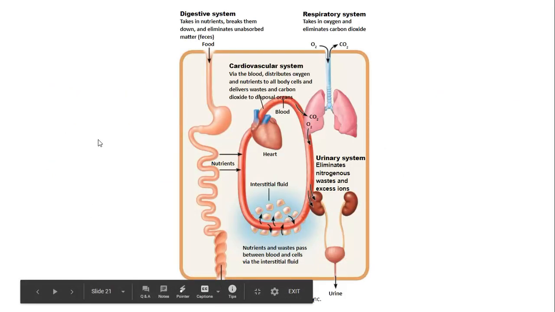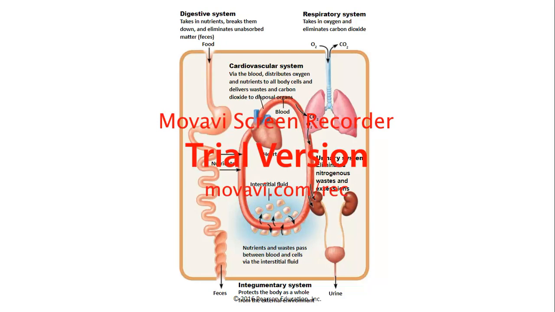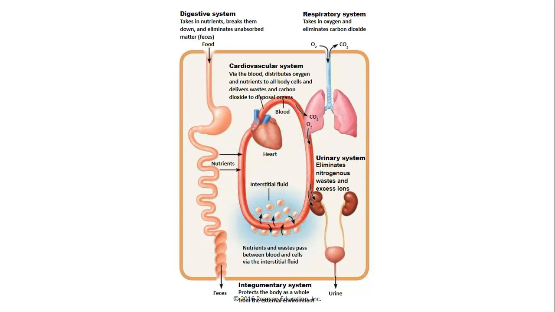So this is just showing you the digestive and the respiratory system, and the urinary system, and the integumentary system. So 1, 2, 3, 4. So this is showing you 5 out of the 11 systems, okay? But it's just showing you how they all work together.